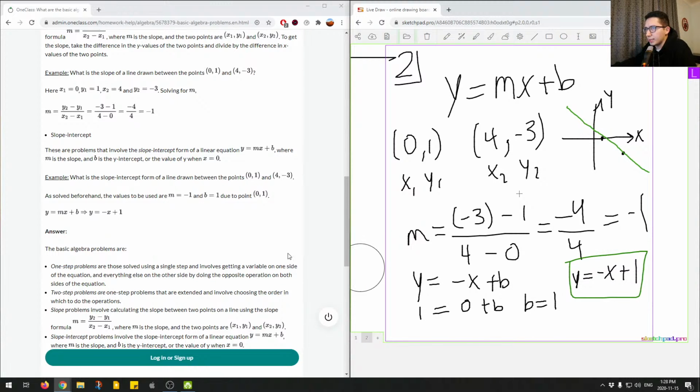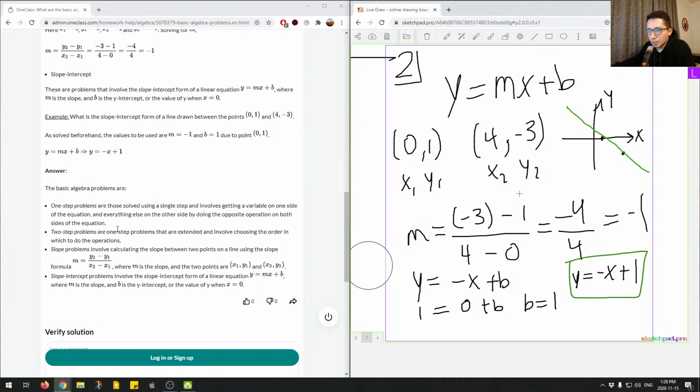So they go on to answer. So do what we did here. They substitute in y equals mx plus b. They put in the negative 1. They know that if we plug these values in, we'll end up with positive 1 for the b, and they end up with the correct answer. So similarly to what we got, this is correct.